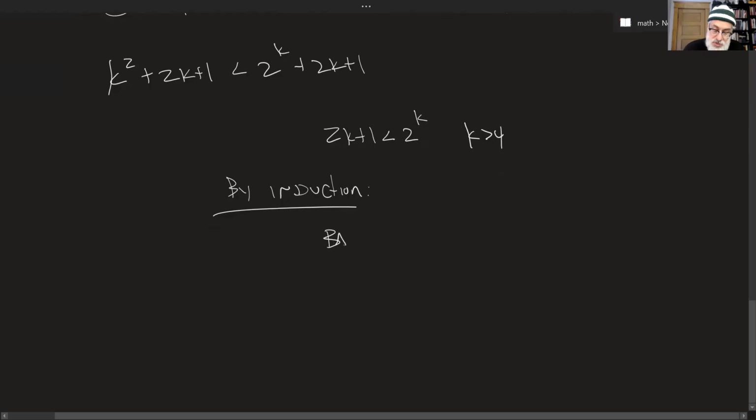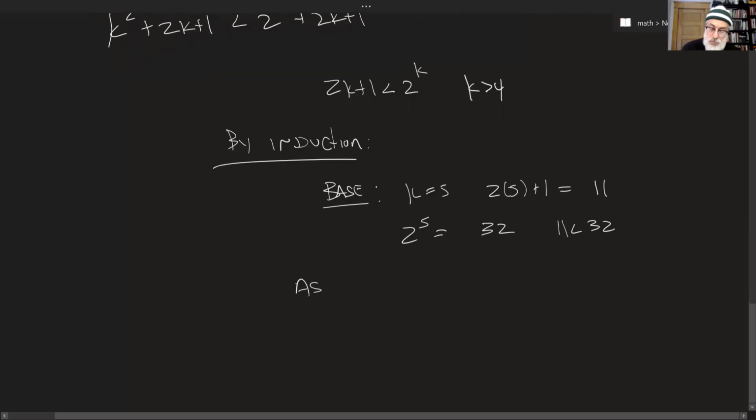So we're going to proceed the same way. We're going to say the base case is k equals 5. So that's 2 times 5 plus 1 equals 11. And 2 to the 5 is equal to 32. So 11 is indeed less than 32.